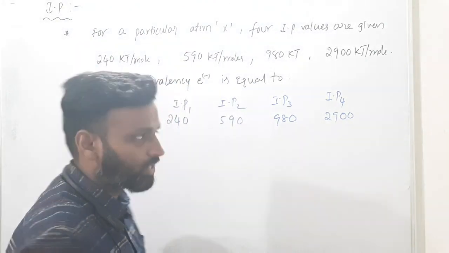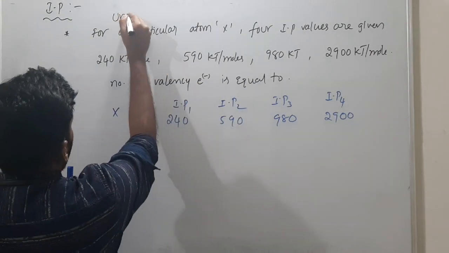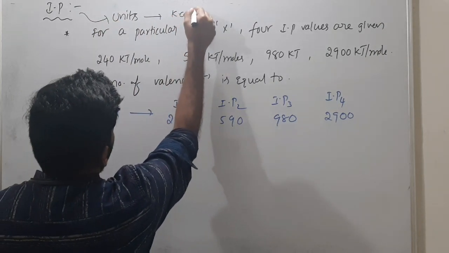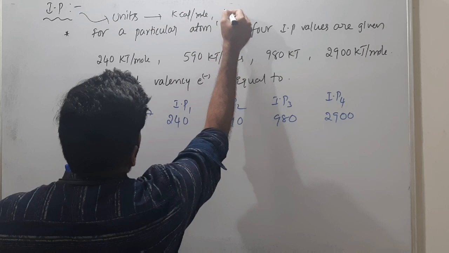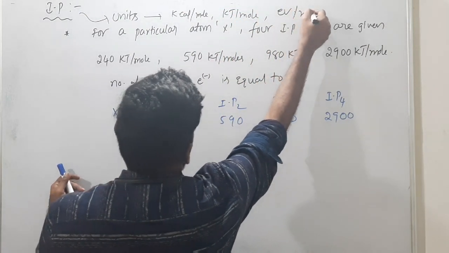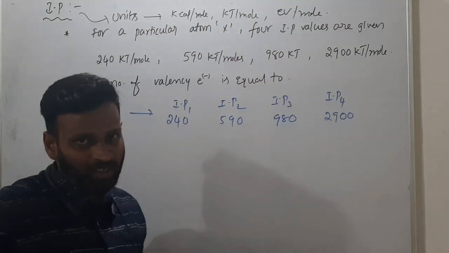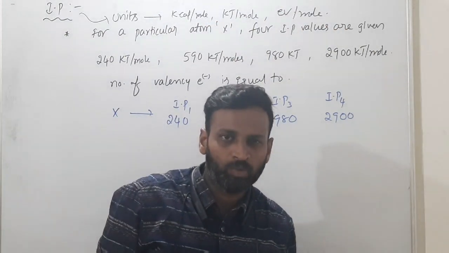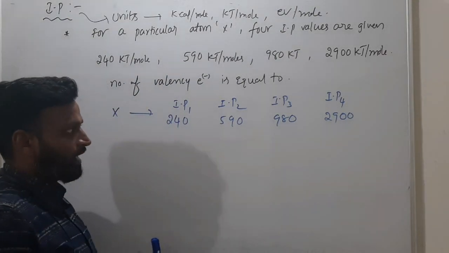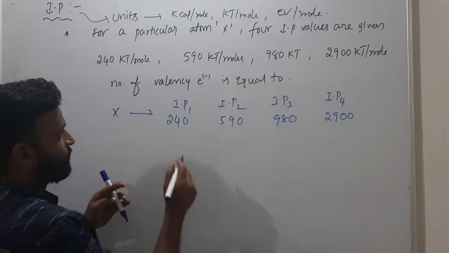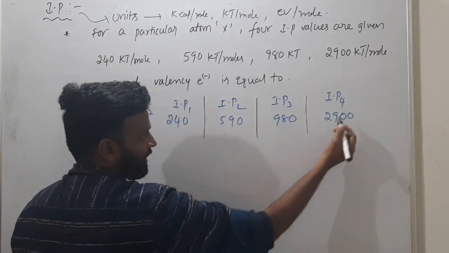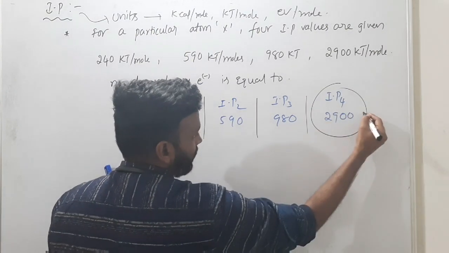Ionization potential units are energy units like kilocalorie per mole, kilojoules per mole or electron volts per mole, because ionization potentials are for per mole only. Here for X there are 4 ionization potentials given. The first one is 240, the second is 590, the third is 980 and the fourth one, if you see, is very huge.